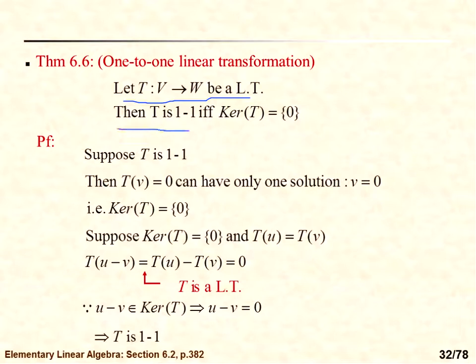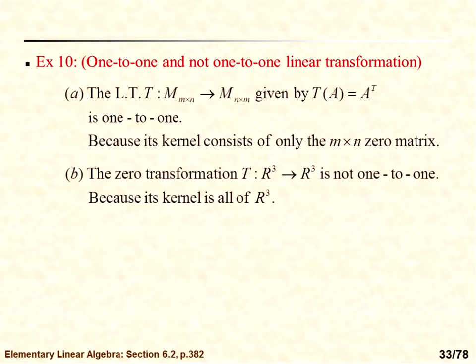Now the one-to-one linear transformation. Let T from V to W be a linear transformation. Then T is one-to-one if and only if the kernel of T is equal to 0. This is the theorem. Whenever you are asked to show that a function is one-to-one, you use this theorem. If the kernel of T is 0, then the function is one-to-one. If the kernel of T is not 0, then it is not one-to-one. There is no need for the proof, just remember this theorem.